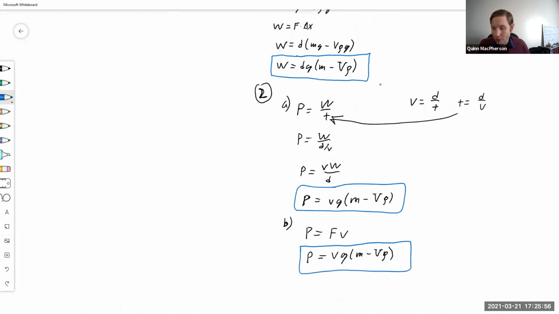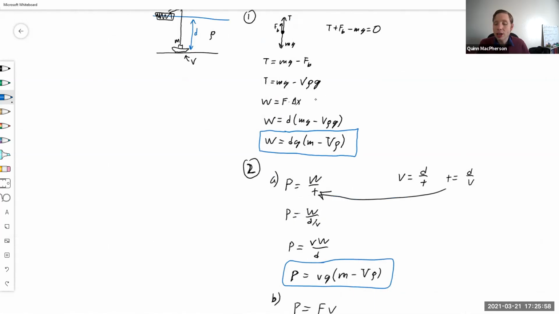And up here we have also solved for the amount of force needed to raise the Mary Ellen Carter.